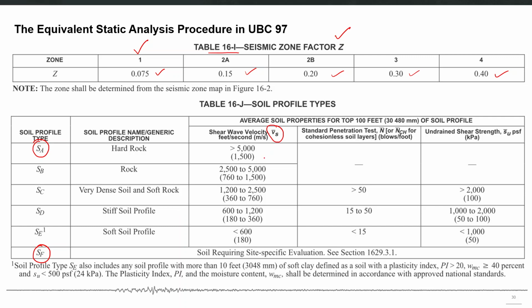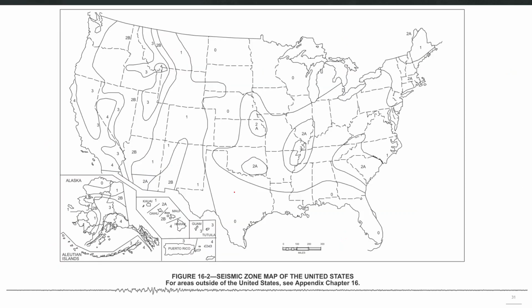If you have the VS30 value greater than 1500 meters per second, then you have hard rock, and then you can have rock or very dense soil, or stiff soil, and then soft soil, and then a very special class SF, for which you have to do a site-specific evaluation, and the normal general code procedure will not be applicable to this soil class. As we go from SA up to SF, the stiffness of the soil reduces.